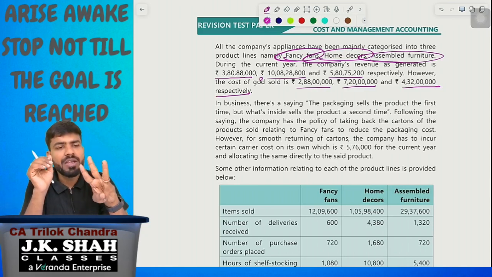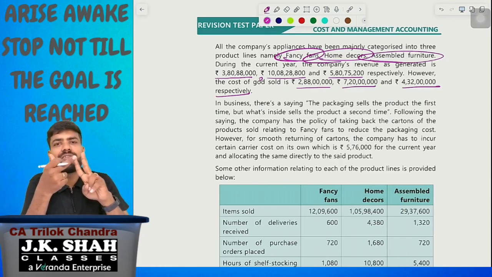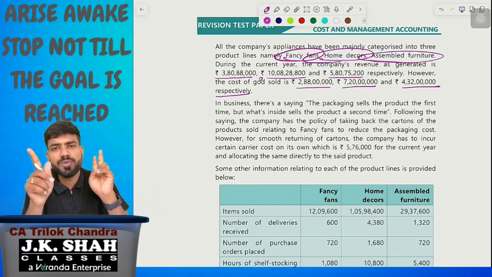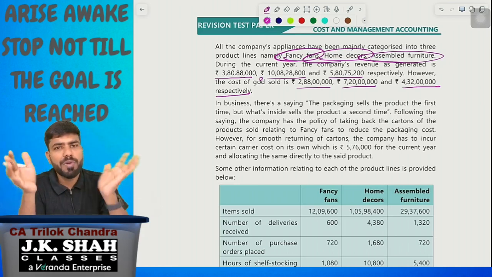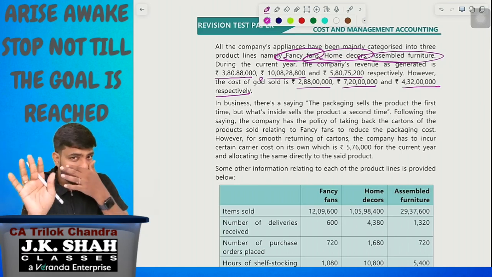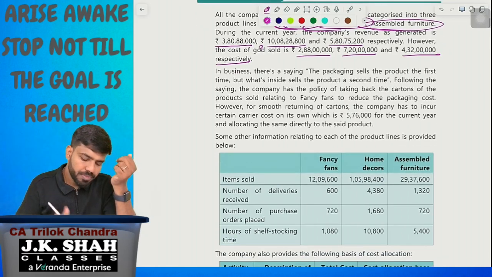Totally 3 products are there. For all the 3 products, they have given the sales and the cost of goods sold. Sales minus cost of goods sold will give gross profit. If we reduce any other expense, we'll get the operating profit. Are you understanding? Okay, next.